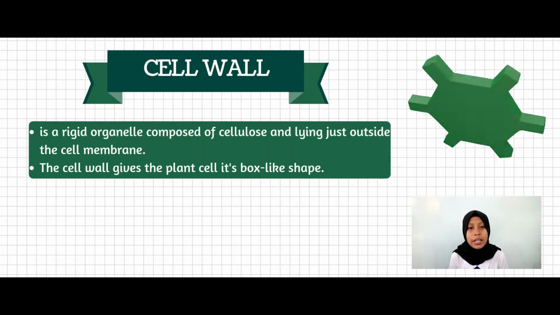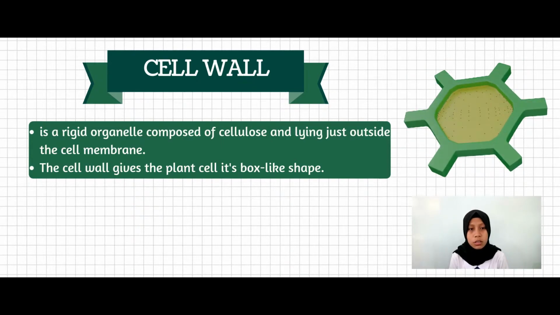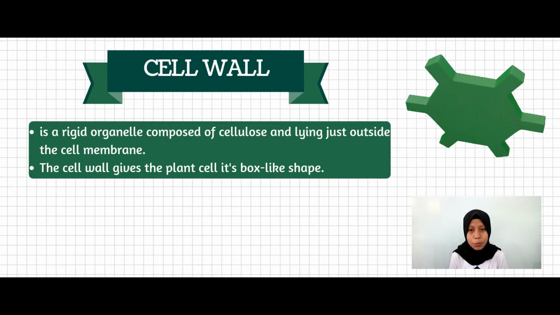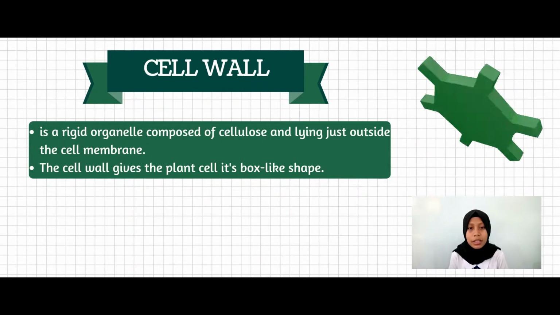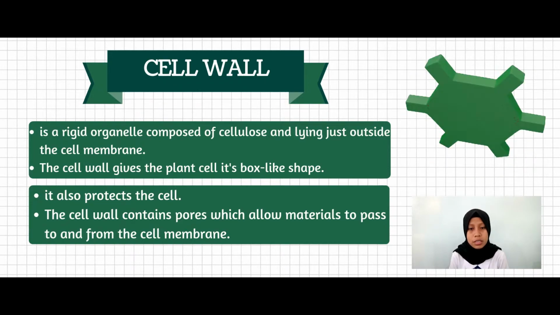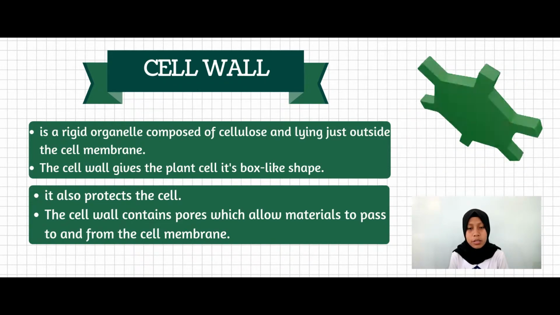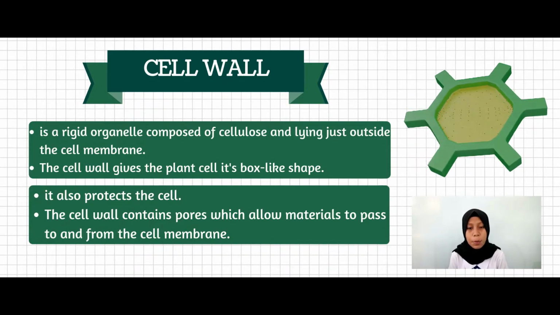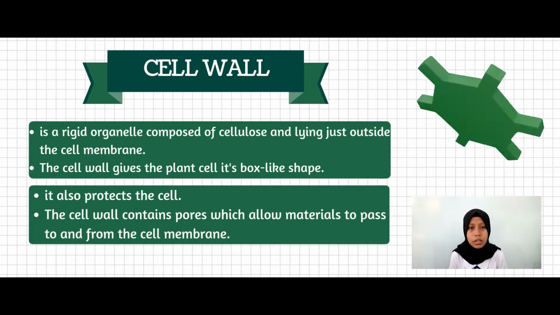Cell wall is a rigid organelle composed of cellulose and lying just outside the cell membrane. The cell wall gives the plant cell its box-like flat shape. It also protects the cell. The cell wall contains pores which allow materials to pass to and from the cell membrane.